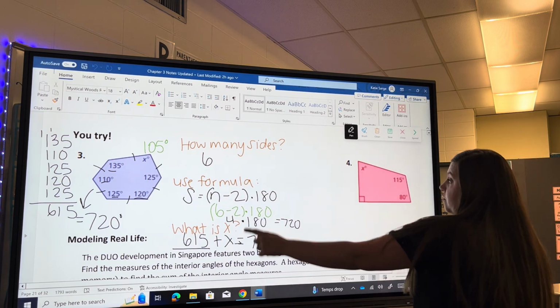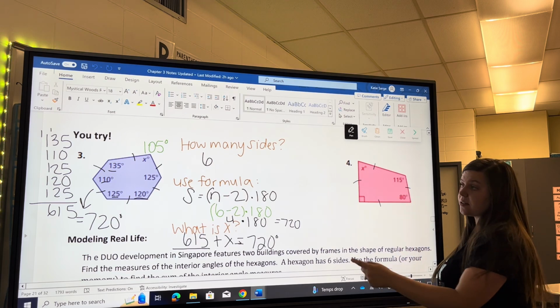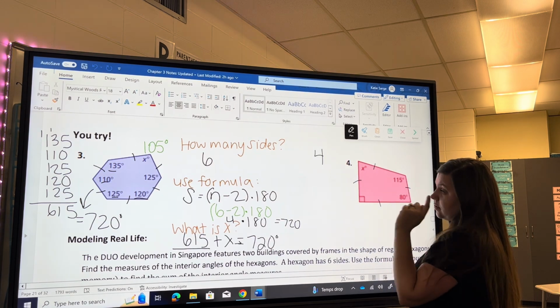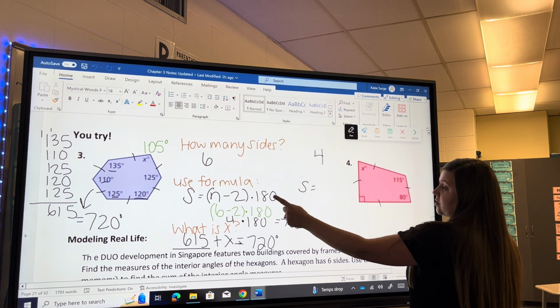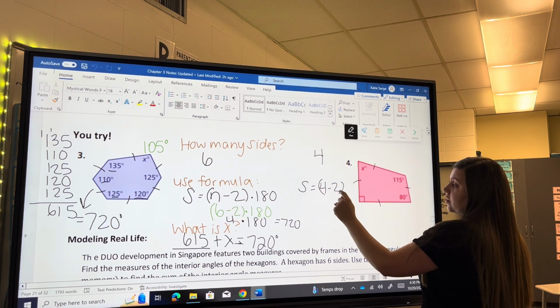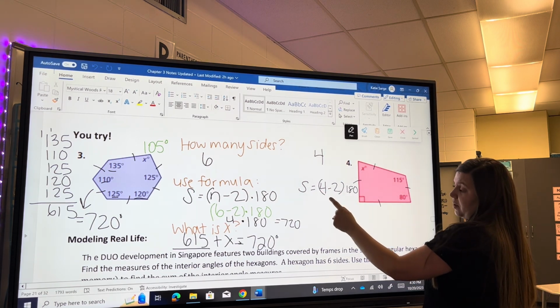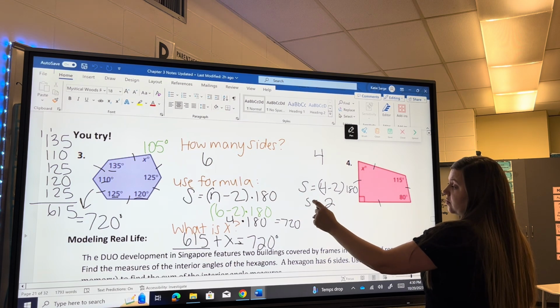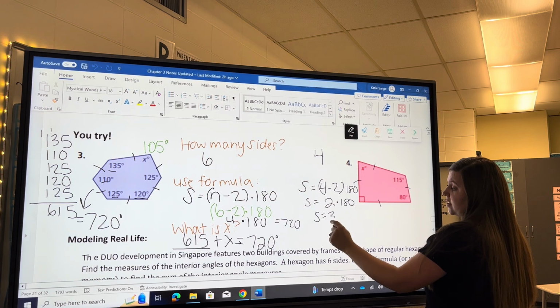Okay, so start off with how many sides? We've got 1, 2, 3, 4 sides, right? 4 sides. Use the formula. So this becomes S equals number of sides, 4, minus 2 times 180. Okay, 4 minus 2 is 2, times 180, which is 360.